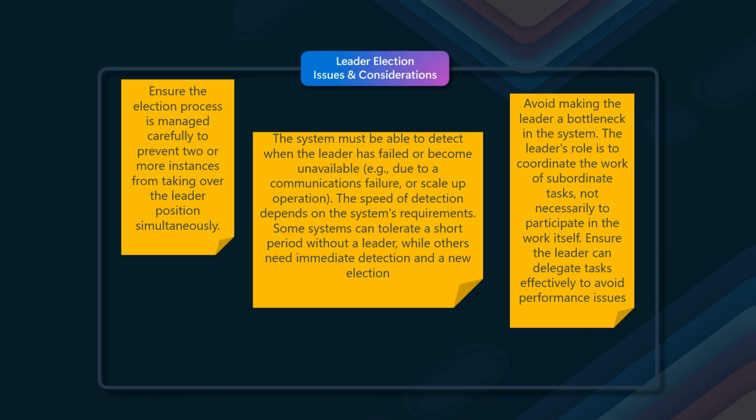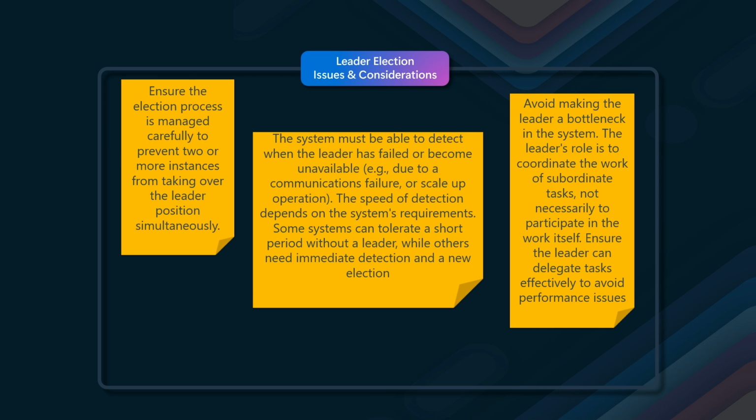So when implementing the leader election pattern, consider the following issues and considerations. Preventing multiple leaders. So ensure the election process is managed carefully to prevent two or more instances from taking over the leader position simultaneously. This requires a robust mechanism for selecting the leader that can handle events such as network outages or process failures.